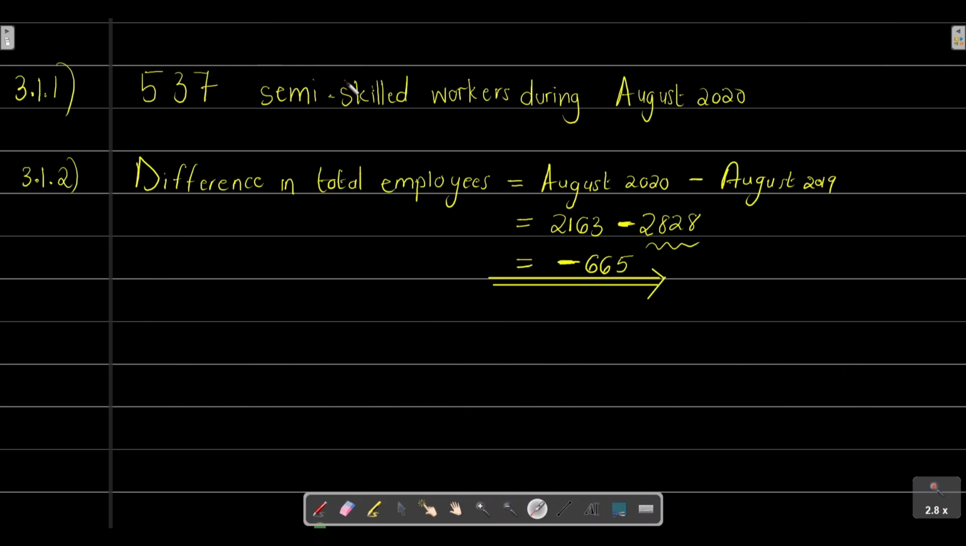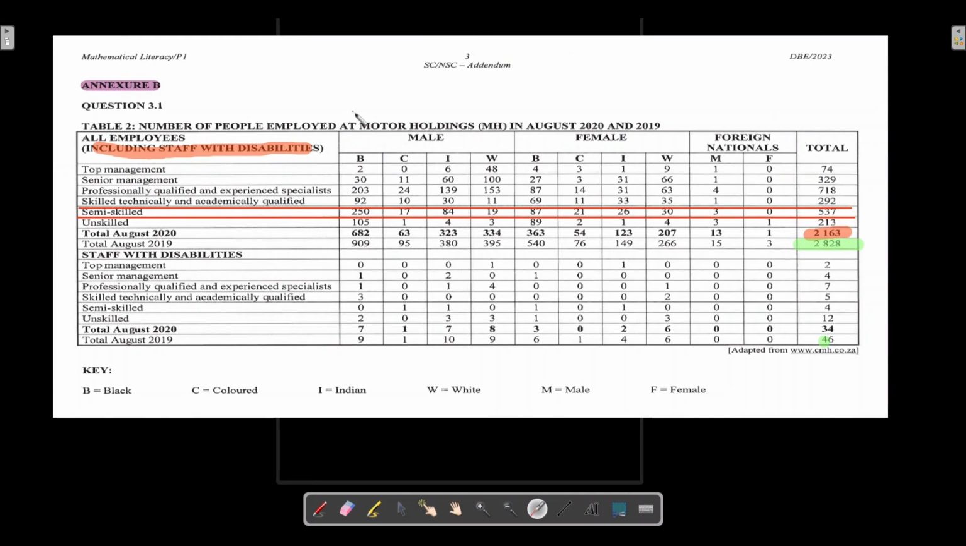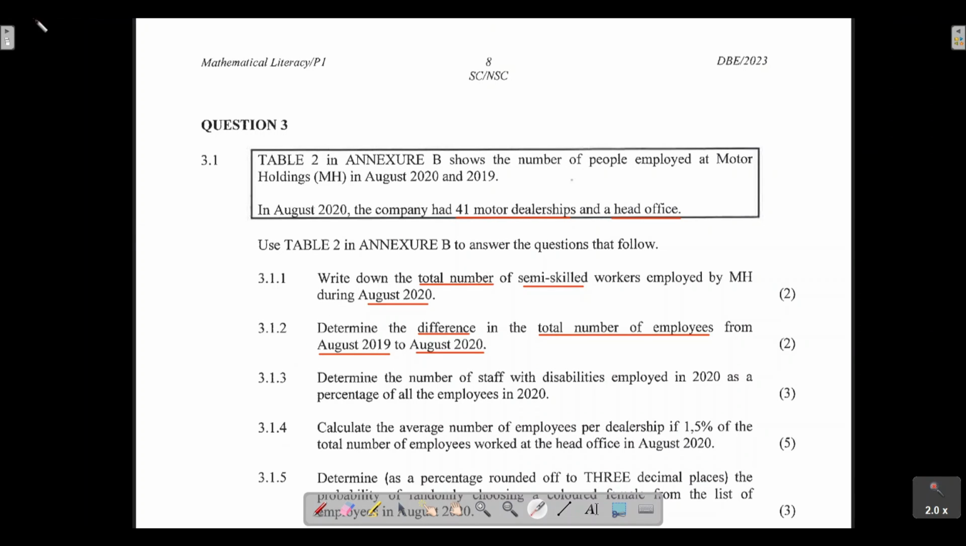All right, let's have a look at the next question, question 3.1.3. It says determine the total number of staff with disabilities. We're going to highlight the keywords here. We want to determine the number of staff with disabilities that are employed in 2020 as a percentage of all the employees in 2020.